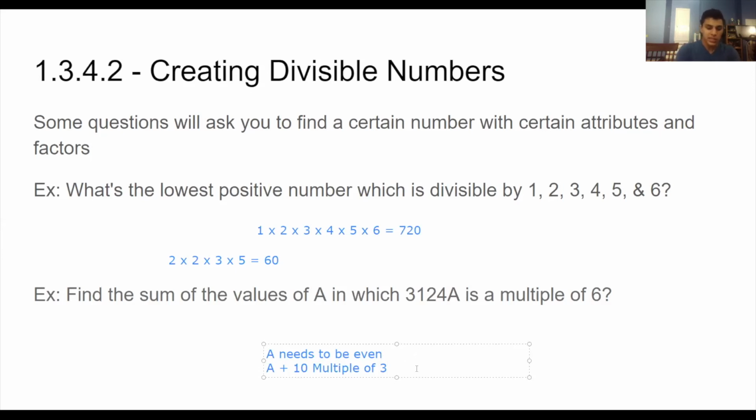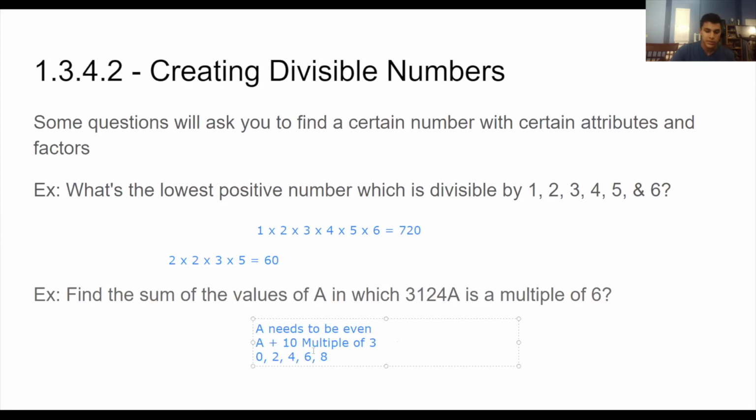So that means the numbers that we haven't tried are 2, 4, 6, 8, and that's it. So we have 2, 4, 6, and 8. Oh, sorry, that's not it. I forgot 0. Right, A can be 0 as well. So now we need to try all of these numbers. So we know that all of these numbers fit the first condition. A needs to be even. So now we just need to check, do any of these numbers plus 10 equal a multiple of 3?